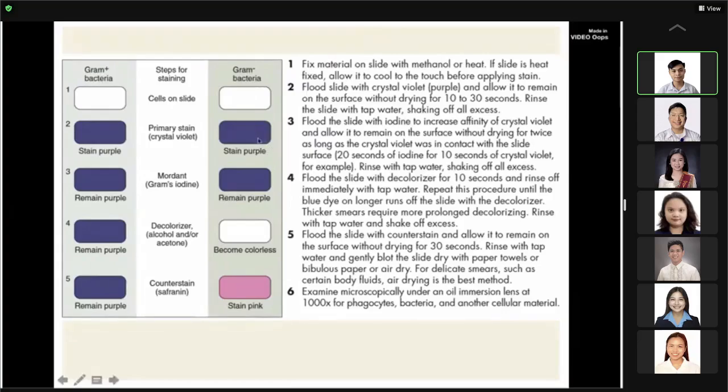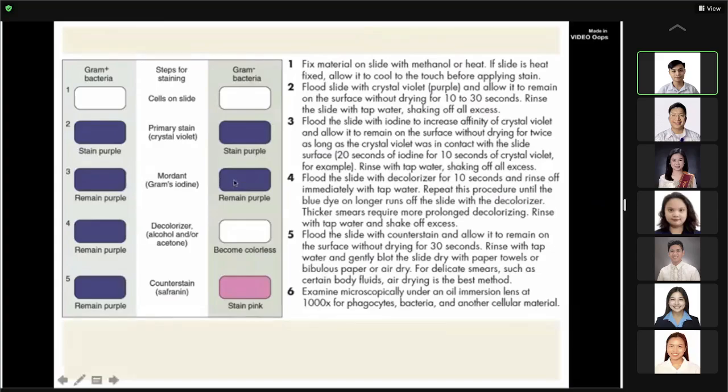the mordant. So after the primary stain, this should be the color. Then we add the mordant, the gram's iodine. It serves as the mordant. It increases the affinity with the crystal violet. And we allow it to remain on the surface without drying for twice as long as the crystal violet. So if the crystal violet was on the smear for 30 seconds, the mordant, the gram's iodine, should be on the smear for 1 minute. Then we rinse with tap water to remove the excess mordant. So the material on the slide should be this color.